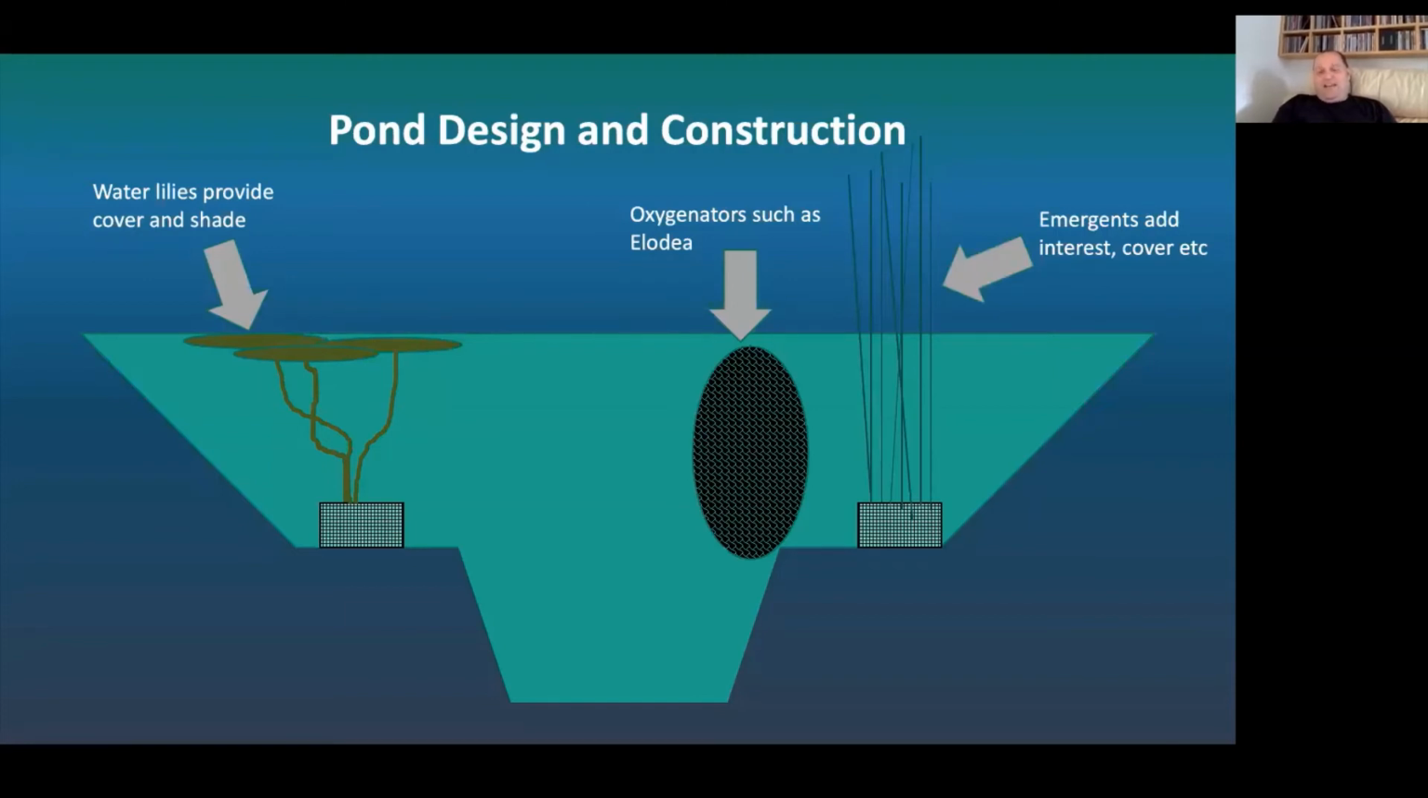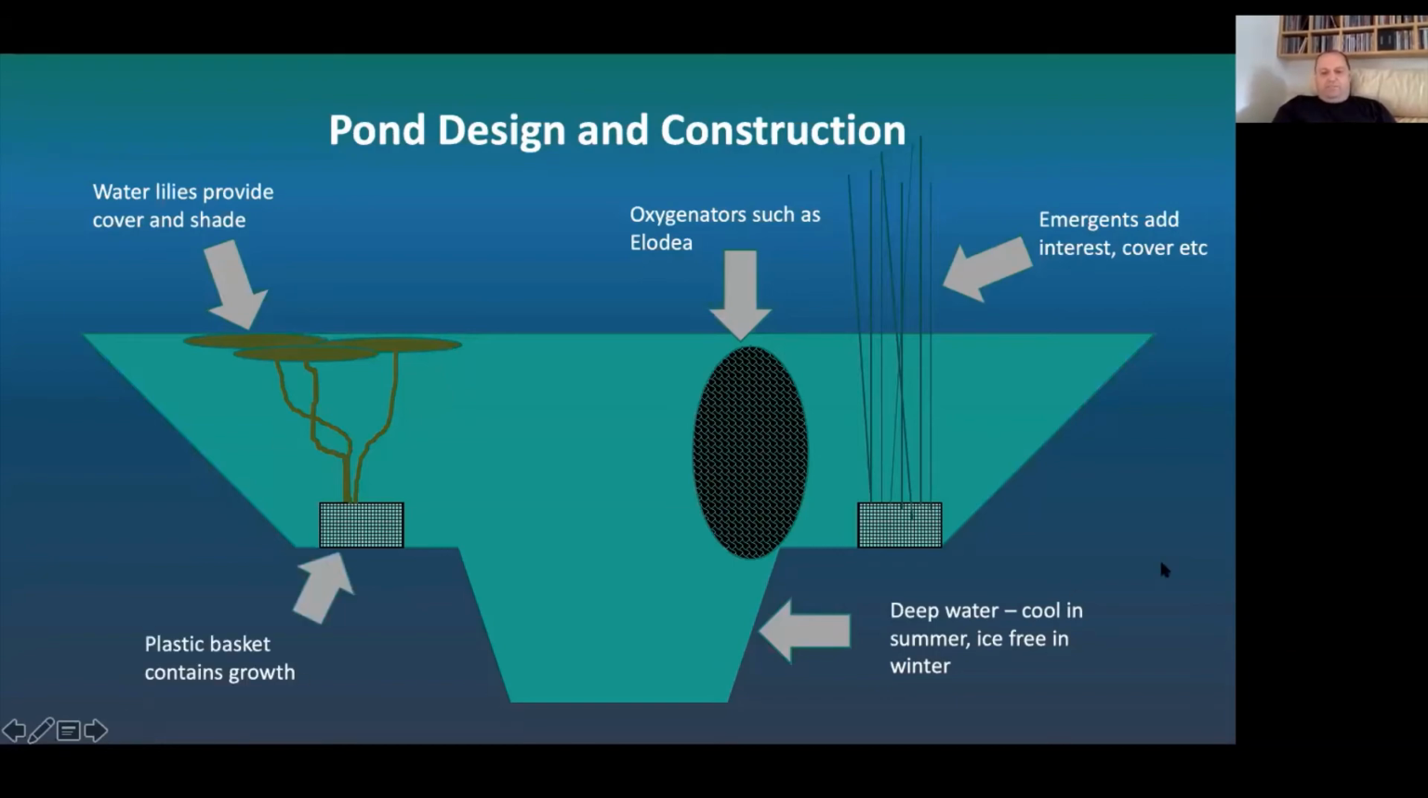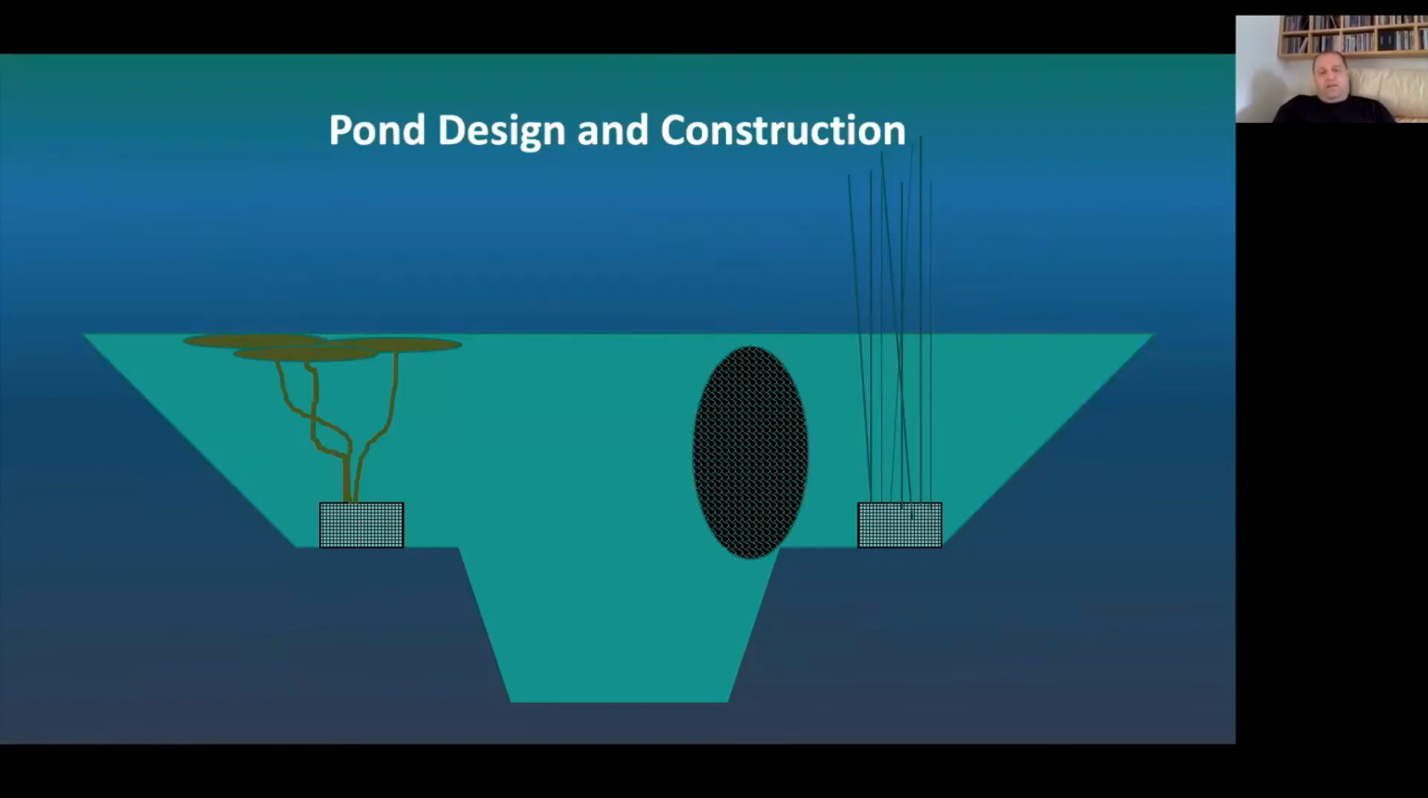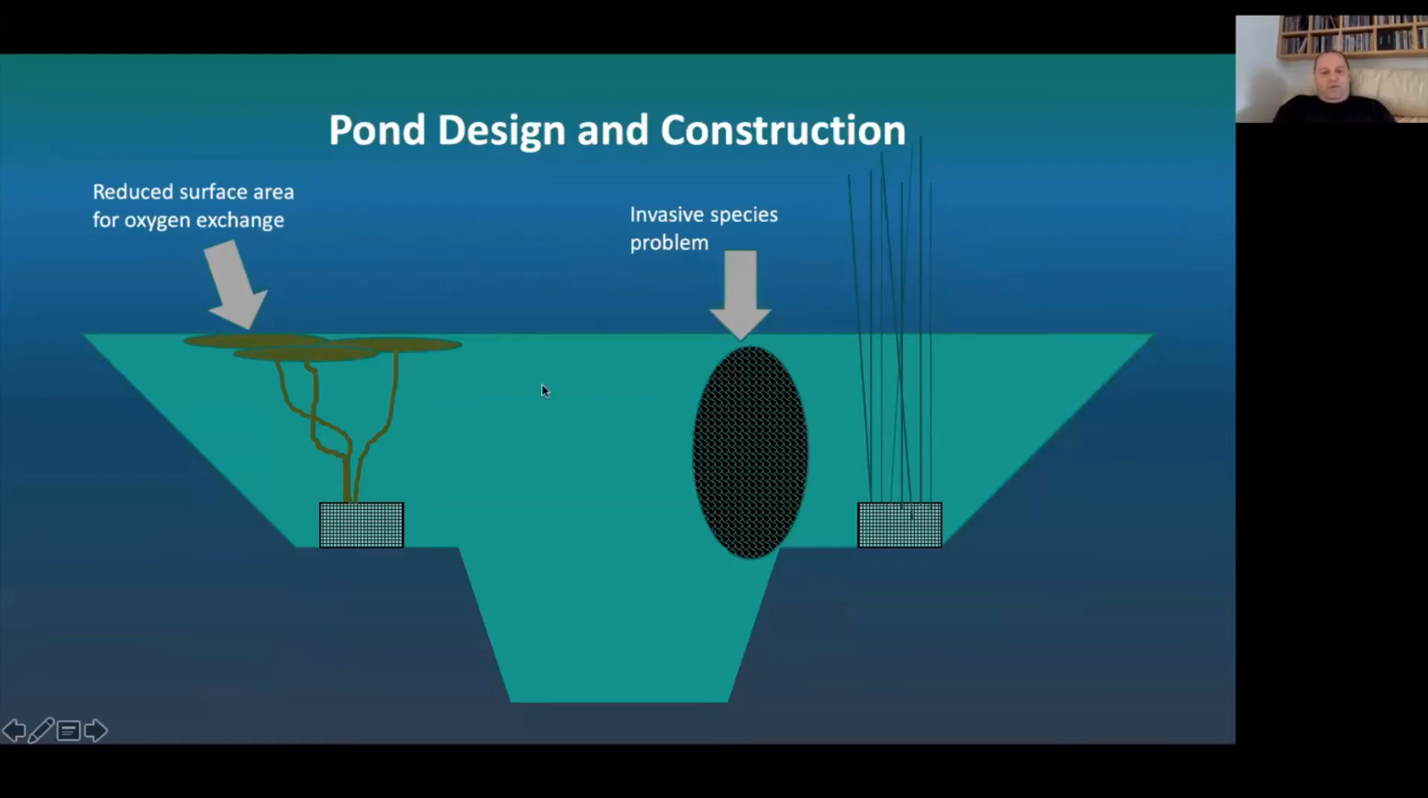You might get some emergents to add a bit of interest and cover. You'll get an area of deep water, which is cool in summer and is ice-free in winter. You get plastic baskets that you plant into, that contain growth. And you get quite a large area of bare liner. Now, there are problems with this design. You've got water lilies, that's reducing your surface area for oxygen exchange, which we talked about. Elodea, which tends to be the submerged plant which is usually introduced, is an invasive species problem. And what you'll probably find is that this Elodea will rapidly cover most of this area, which you don't really want it to do.